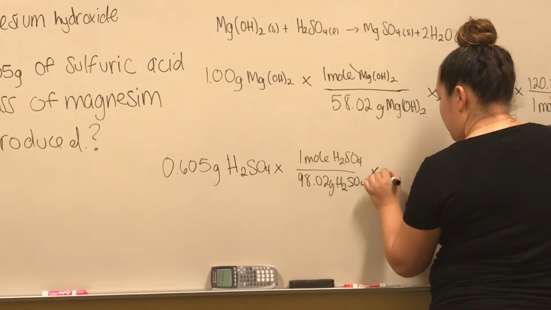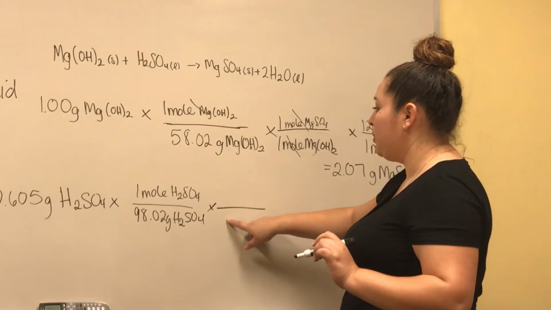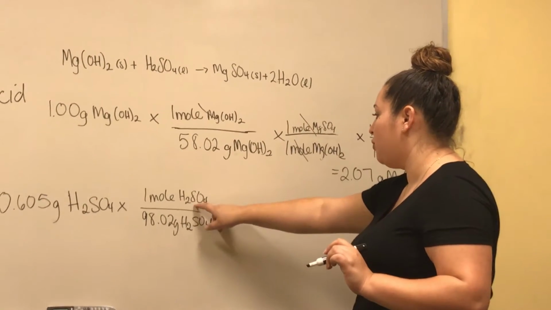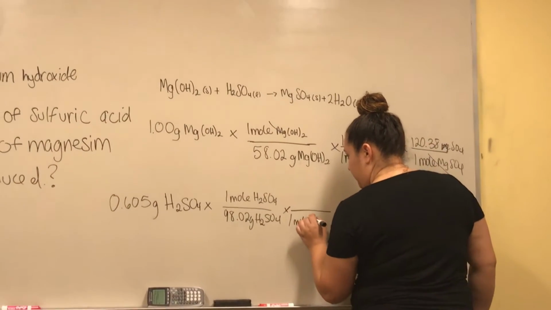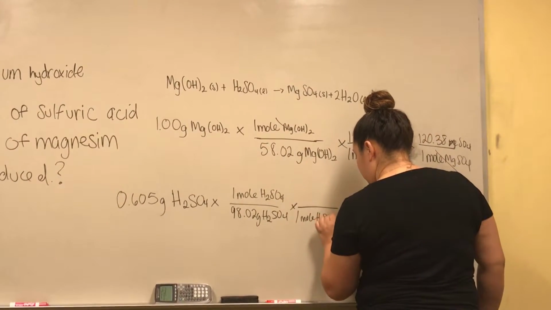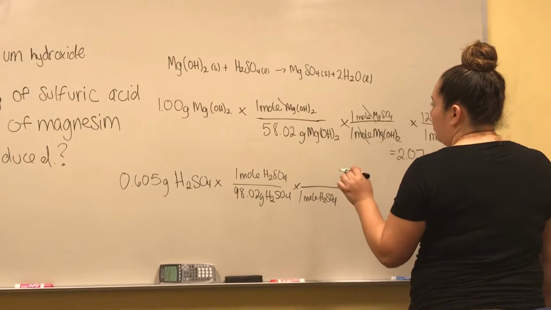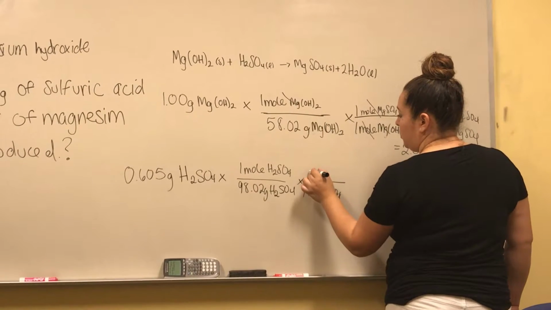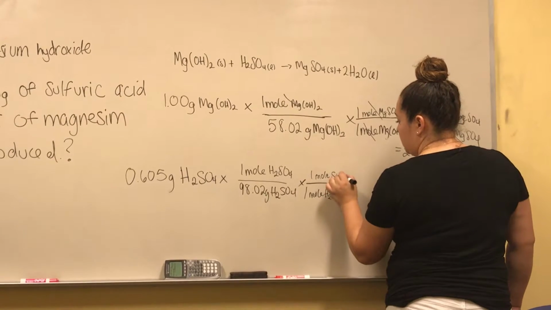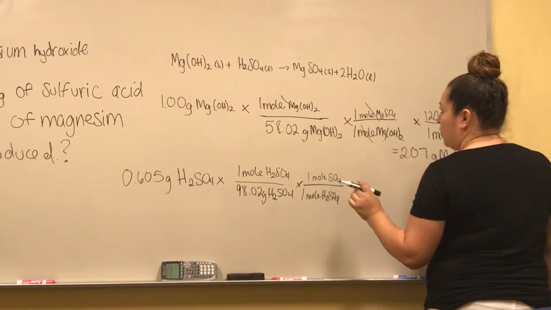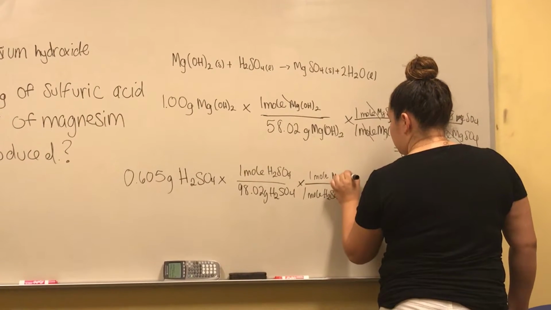And then same thing with this equation, you want to make sure that you write on the bottom here that top equation that's for the 1 mole of H2SO4 so you can cancel them out. So it would be 1 mole of H2SO4. And then you'll do 1 mole of magnesium sulfate on the top, because that's what we're trying to get. So 1 mole of magnesium sulfate.